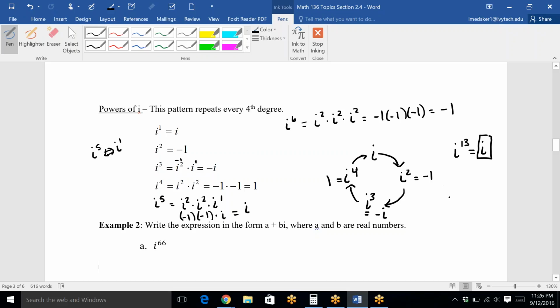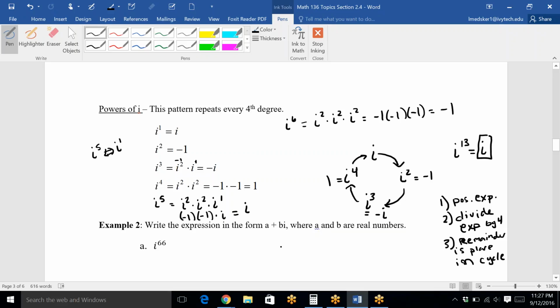So there's a trick. Step 1, make sure you have a positive exponent, because if you don't have a positive exponent, you can't use my trick. Step 2, divide the exponent by 4, because the pattern repeats every fourth. Step 3, the remainder is your place in the cycle. So let me show what I mean by that.